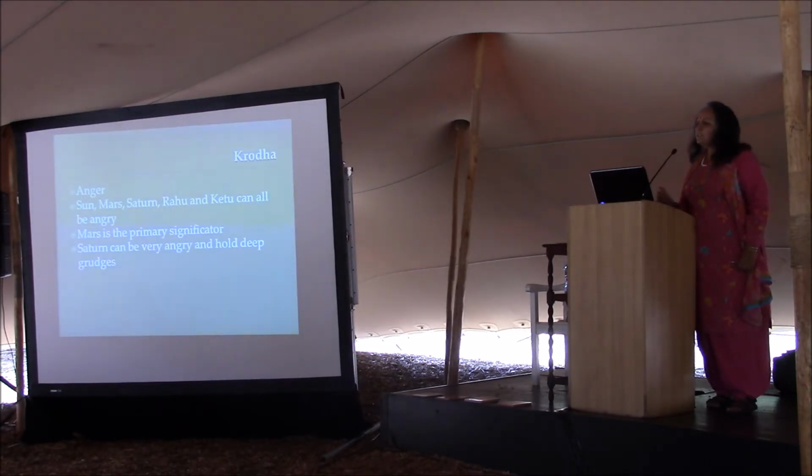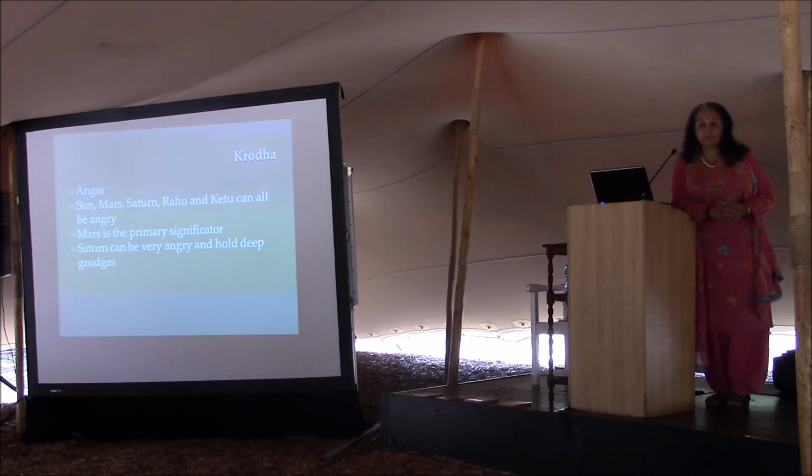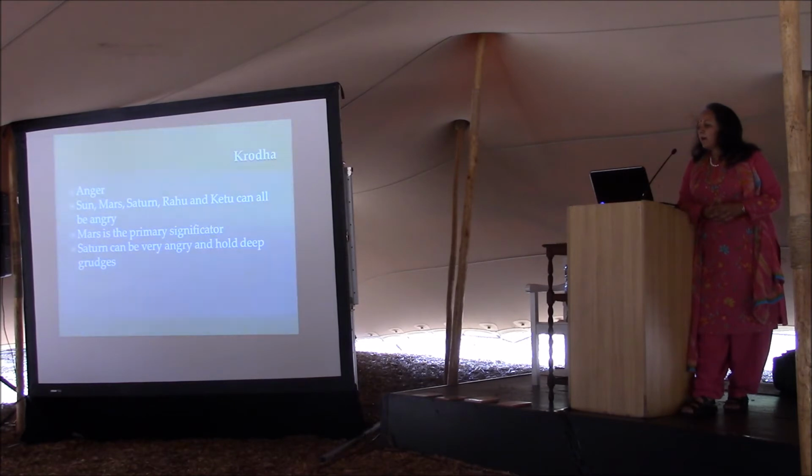And then the second weakness is called Krodha. And Krodha is anger. And Sun, Mars, Saturn, Rahu, Ketu, all can be angry.